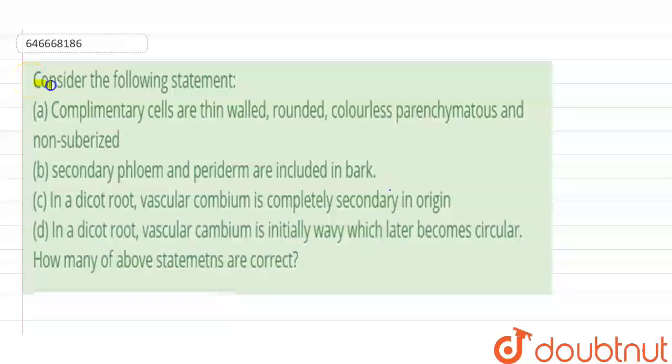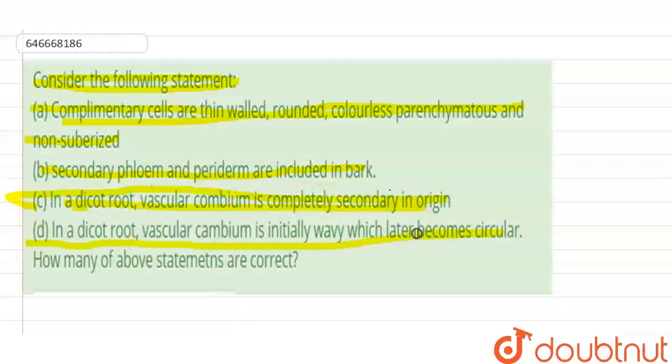Hello, students. The question is, consider the following statement. Statement A is complementary cells are thin-walled, rounded, colorless, parenchymatous, and non-suberized. B is secondary phloem and periderm are included in bark. Statement C is in a dicot root, vascular cambium is completely secondary in origin. And D is in a dicot root, vascular cambium is initially wavy, which later becomes circular. How many of the above statements are true? So, students, four statements are given in the question. We need to find out how many of them are correct.